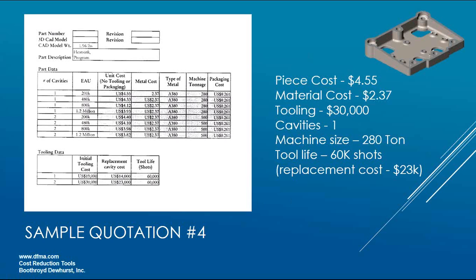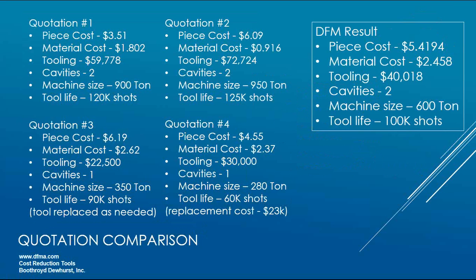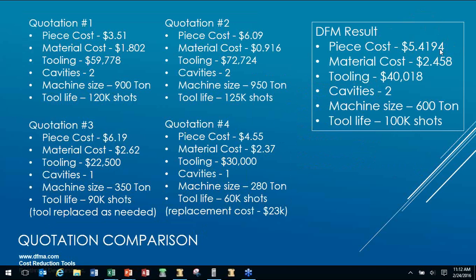So I'm going to pull all this together on this next slide, and it's a little bit of an eye chart because of the way all those came out. But here are all of those results presented on one page. And so what you see here are the results that I showed for quotation 1, 2, 3, and 4. And I guess the important number, the one that everybody wants to focus on, is the piece cost. So it's $3.51, $6.09, $6.19, and $4.55.